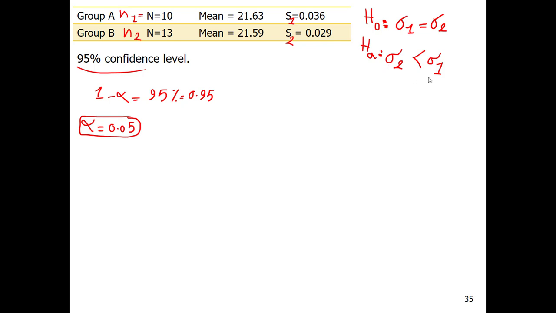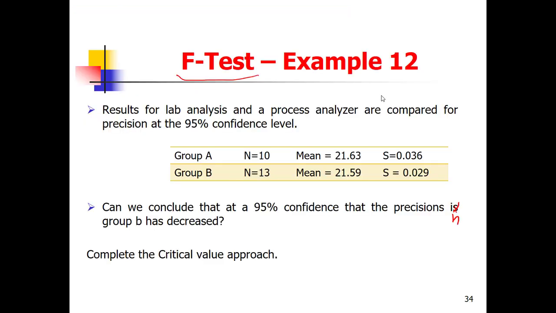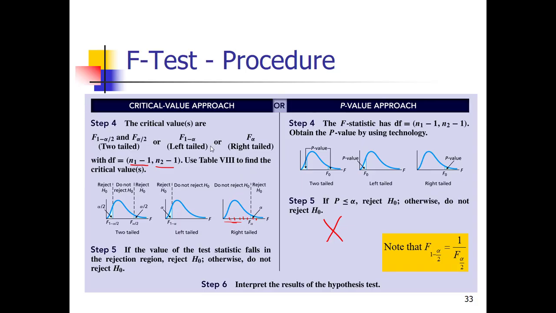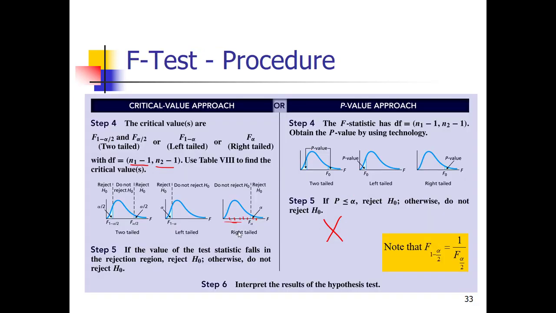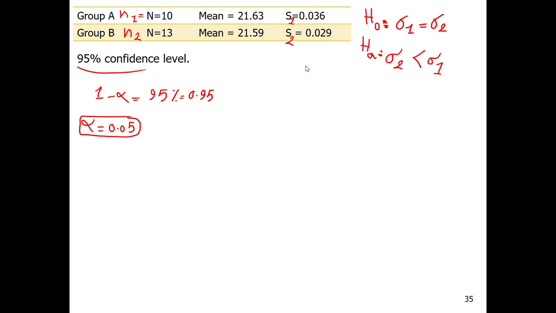So sigma 2 is smaller than sigma 1 is which type? Left tail, right tail, or two tail? Let's go look at this table. Sigma 2 is smaller than sigma 1 is right tail. This one here. Okay, right tail. So right tail means I have to look at this curve here. This is the test that I have to work on.